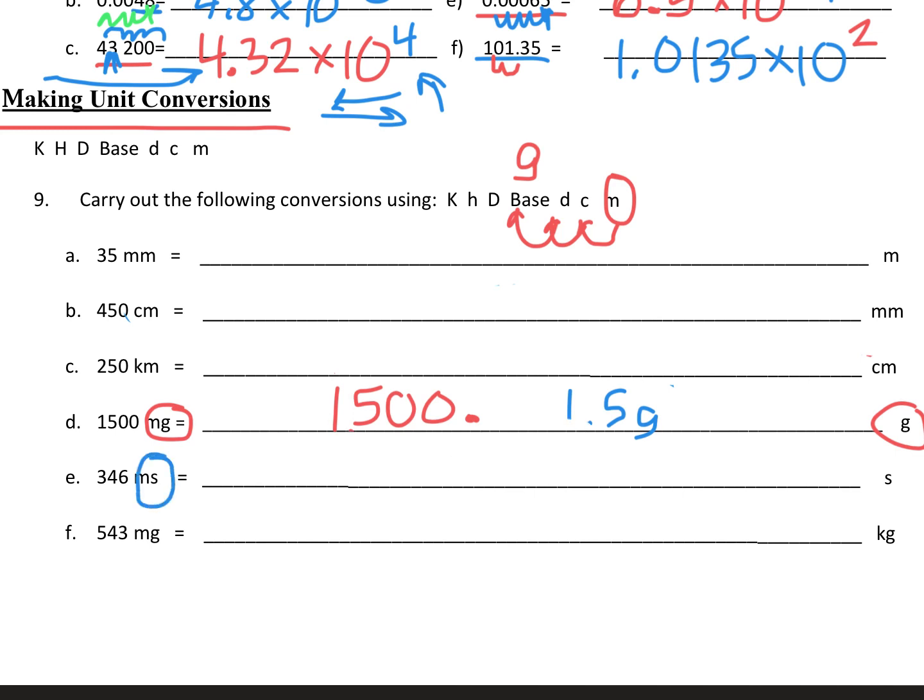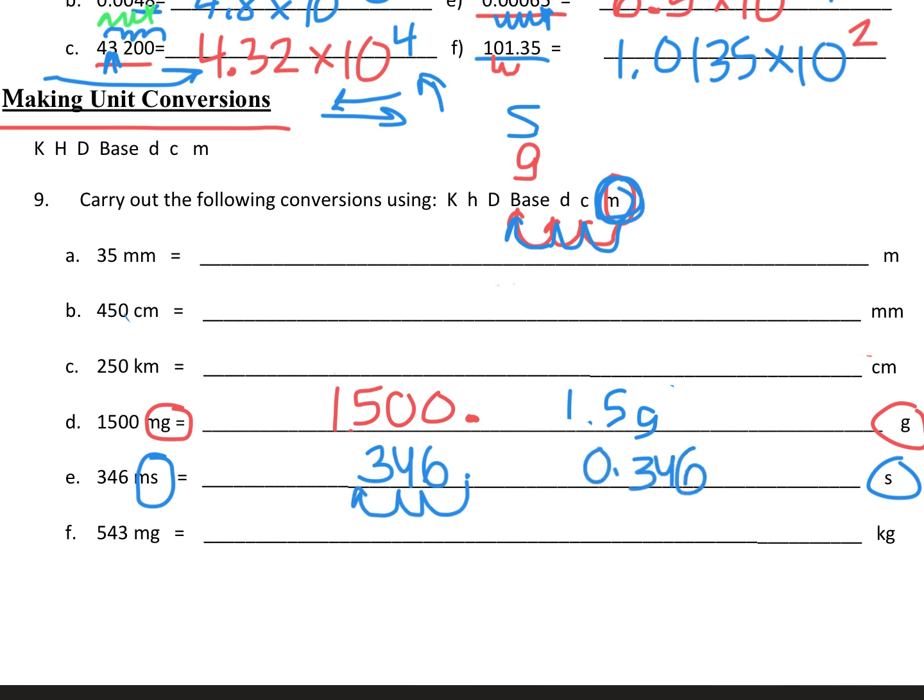Let's look at the next one: 346 ms is milliseconds, to seconds. All right, we're in milli, and don't forget, seconds is a base unit. So once again, it's 1, 2, 3 to the left. I have 346. I can assume the decimal's at the end. Go 1, 2, 3 to the left. So it's going to be 0.346 seconds for that one.